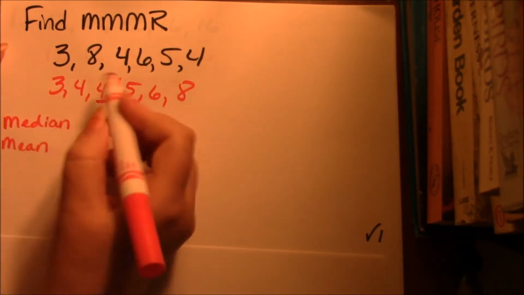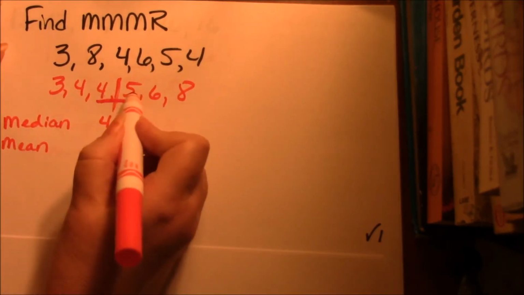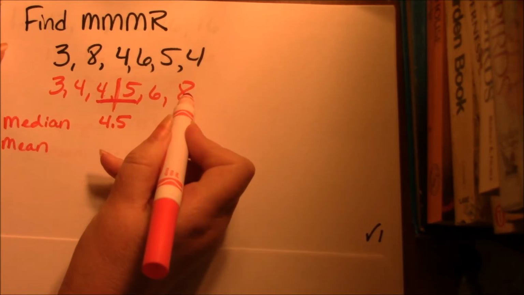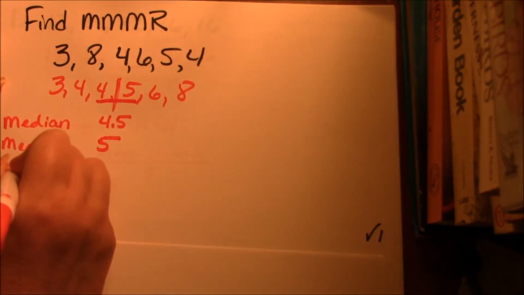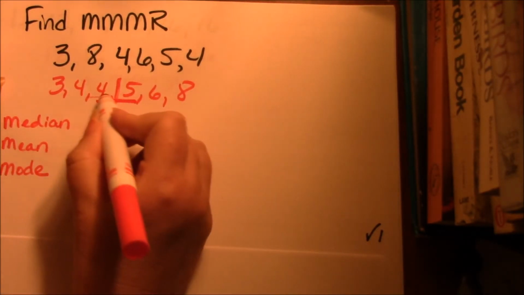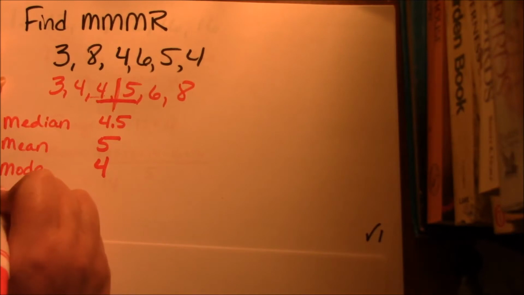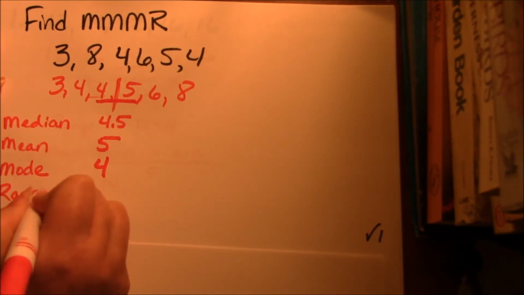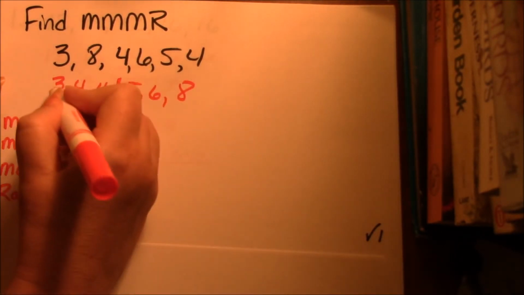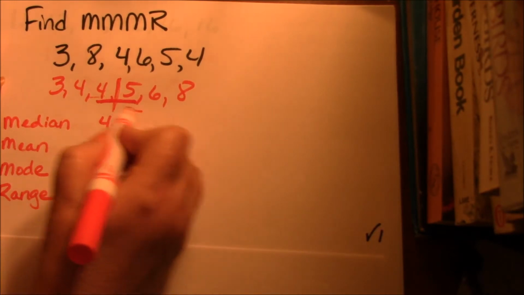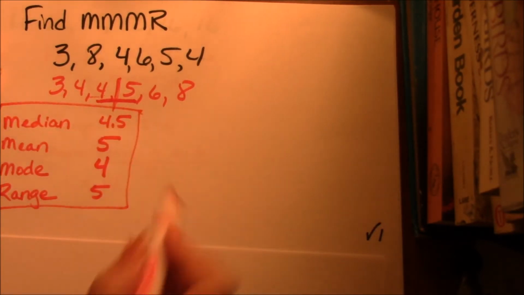Our mean is 3 plus 4 plus 4 plus 5 plus 6 plus 8 divided by 6. The mode is the number that occurs most often, and here we have 4. There is only one number that appears twice, everything else appears once. And then the range is the biggest minus the smallest. 8 minus 3 is 5. So here are our 4 answers.